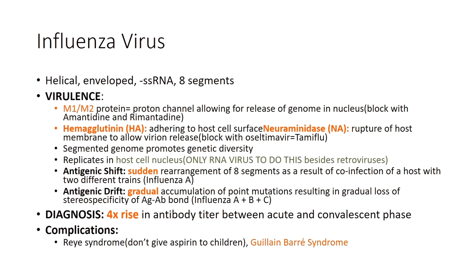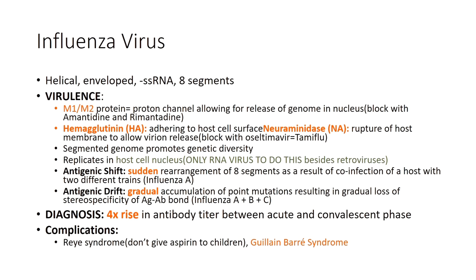So, in order for it to get into the nucleus and pop open, protons go through these little M2 channels and change the conformation within this virion, and it pops open and spits its 8 segments into our nuclear space. And that allows it to then undergo its replication. We can block this little proton channel with amantadine and rimantadine, which are drugs. They're like antihistamine drugs, and we also can use them for patients with like Alzheimer's. And so this is something we can use to block release of their genome into the nucleus.